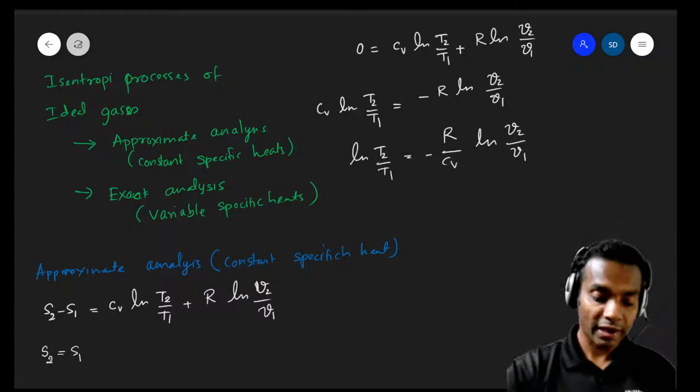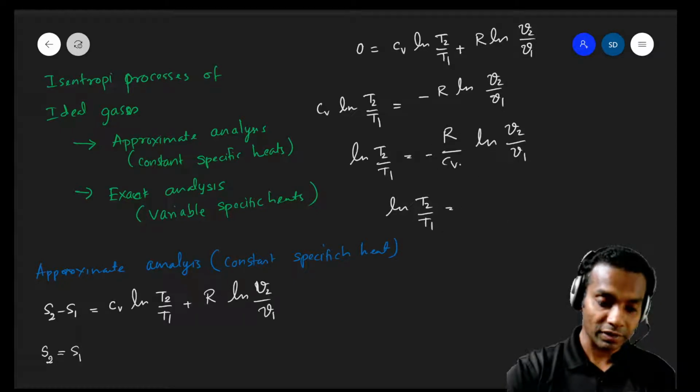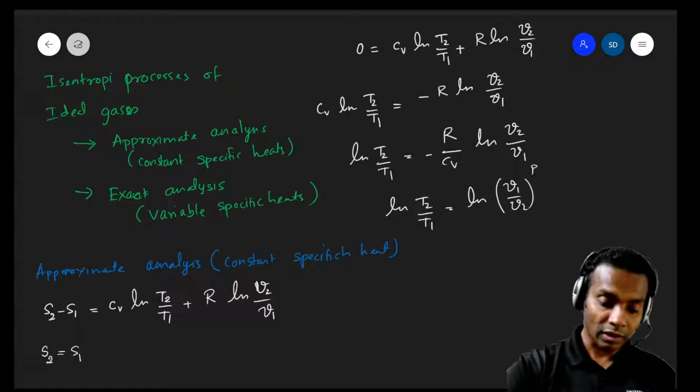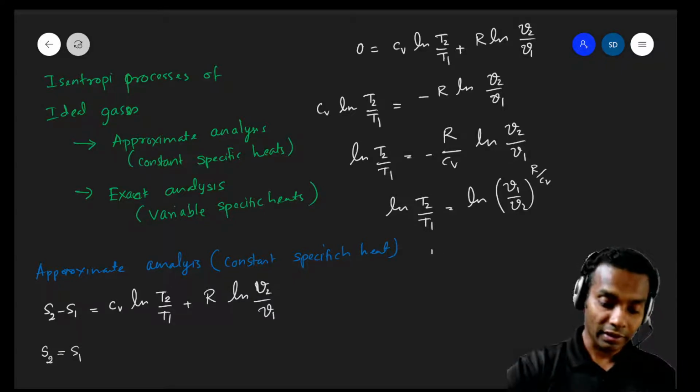By using logarithmic rules, I can take R over Cv as an exponent. And by switching V1 and V2, we can make the negative a positive: natural log of V1 over V2 to the R over Cv. By taking the anti-log of either side, I can say T2 over T1 equals V1 over V2 to the power R over Cv.